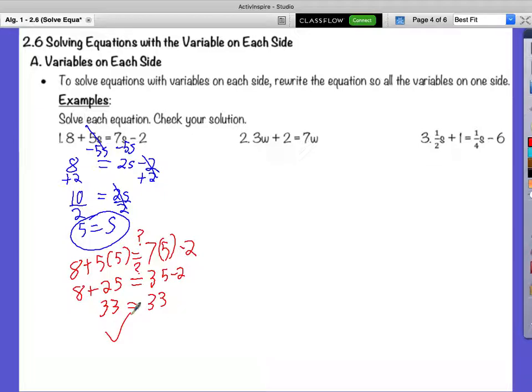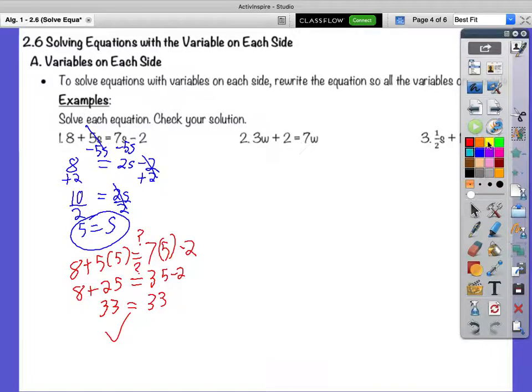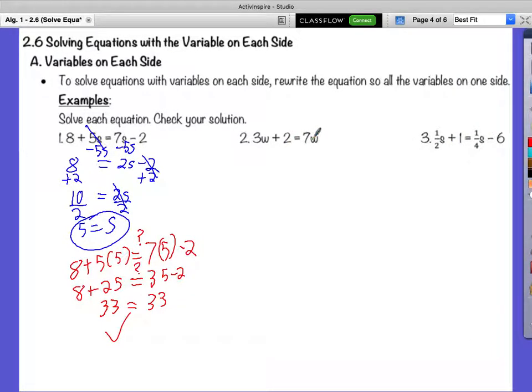Alright. Bring your attention back up here. Okay, you two can continue working, but bring your attention back up here as well. 3w plus 2 is equal to 7w. I saw most of us ended up moving which w across? The 3w. Okay, so 2 is equal to 4w. Now we divide by 4.